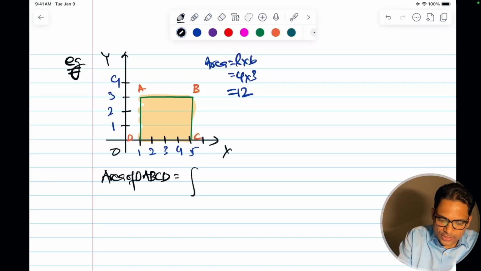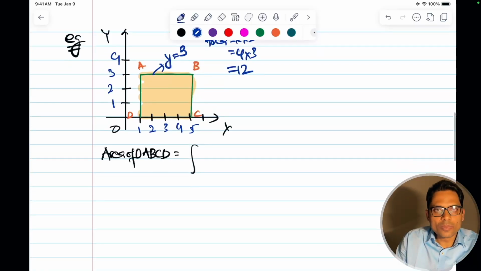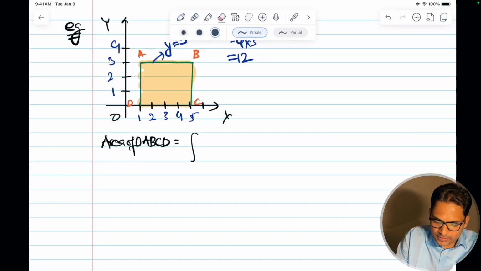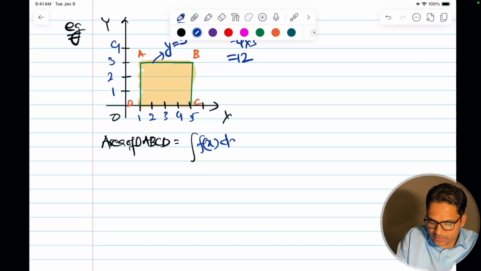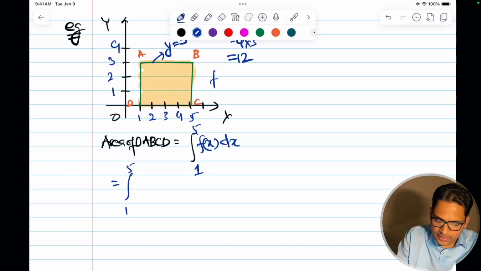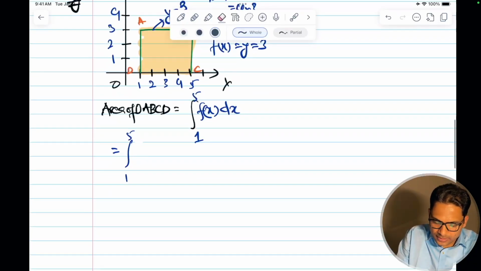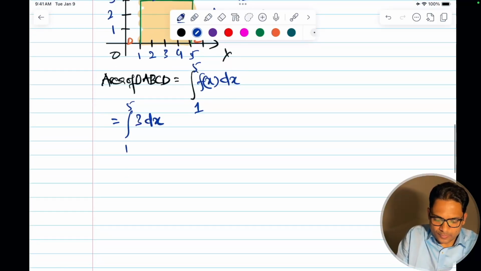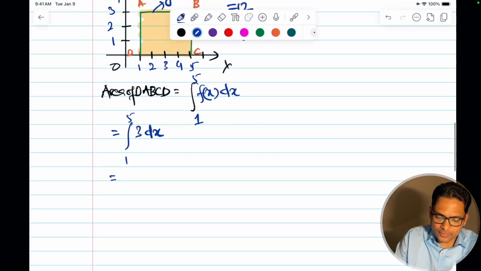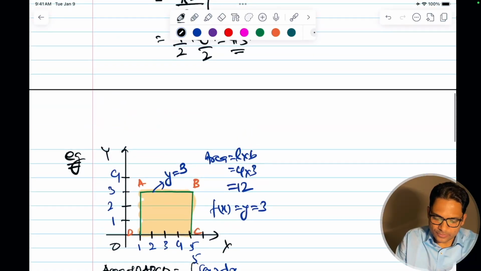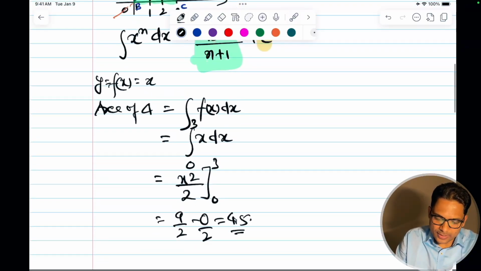So what will be the equation? What is the equation of this line? The equation of this line is y is equal to 3, right? So my f(x) dx from range 1 to 5. So this is equal to integration of 1 to 5, f(x) is equal to y is equal to 3. That is my function of x, right? So this is your 3 dx. This is nothing but, what is integration of constant? That's 1. So you increase the power by 1, right?